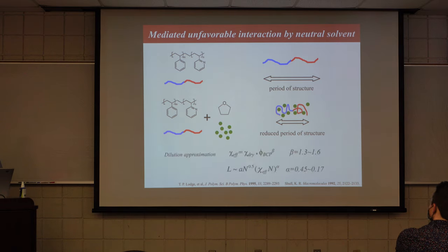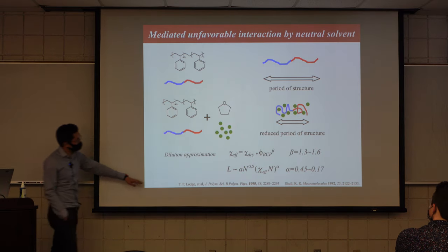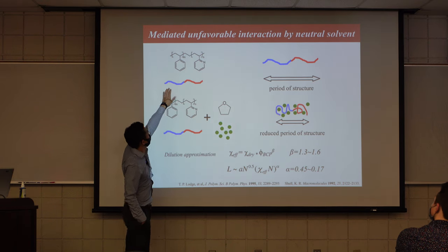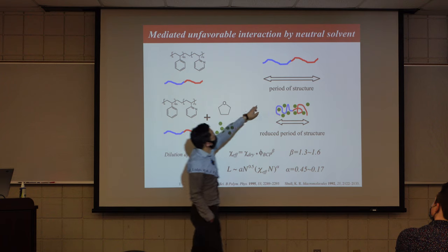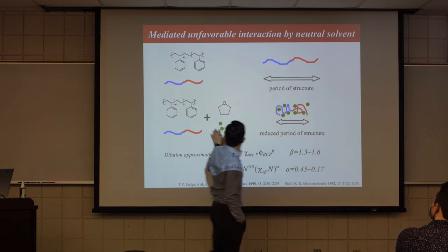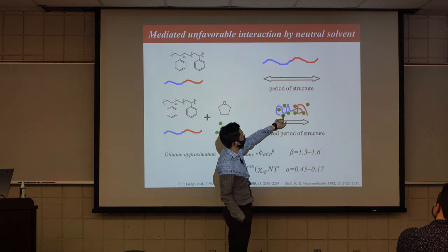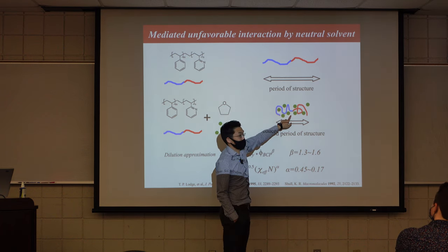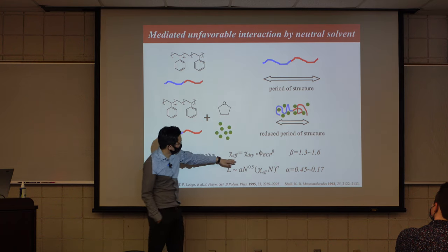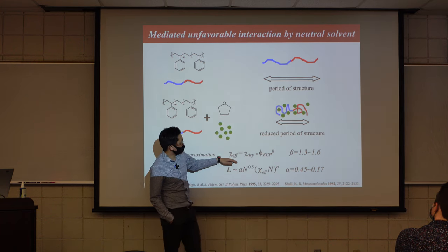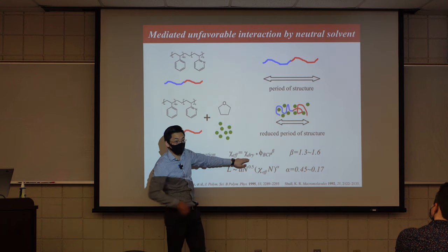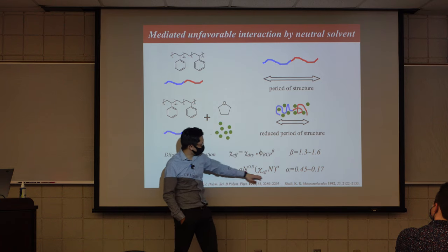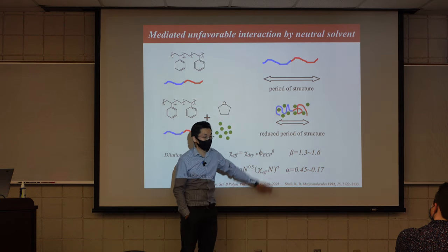This is what I already talked about. Your domain spacing L is dependent on segregation strength. For the original PS-PVP, you have a certain period of structure, but once you swell with THF, one reason we see reduced periodicity is because the solvent molecules screen out this chi parameter. With this theoretical calculation, you can get the effective chi, which is dependent on the dry film's chi multiplied by how much is being swelled. And domain spacing is dependent on this chi parameter, as shown here.